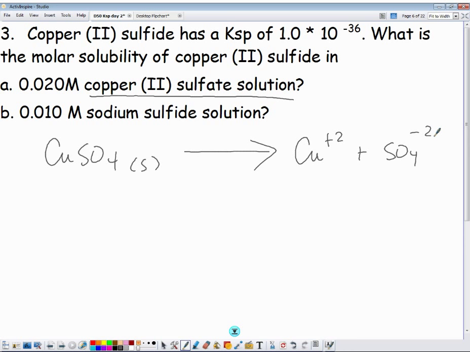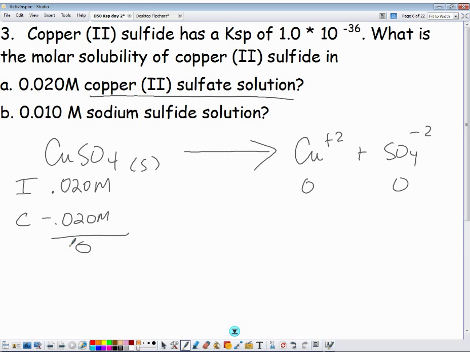Okay, so if I'm starting with 0.02 molar copper 2 sulfate, in the very beginning, before it dissolves, there are no ions. So we would call that the initial. What are we going to see in the change? We're not going to see X's. It's 100% soluble, Matt. So how much of him dissolves? All of it, minus 0.02 molar. All of him dissolves because he's completely soluble.